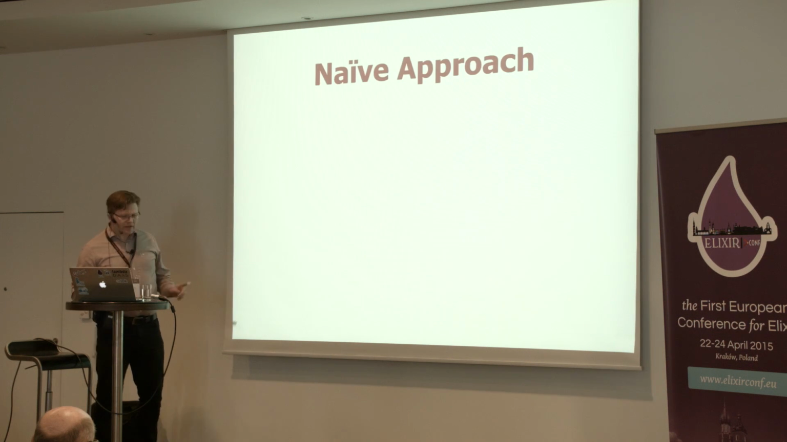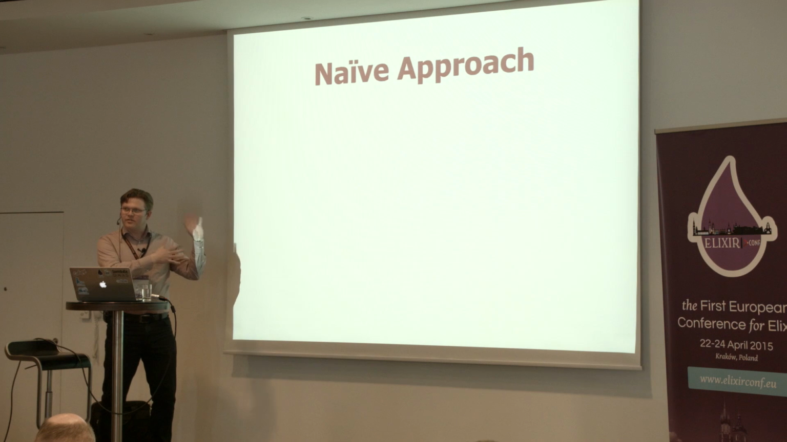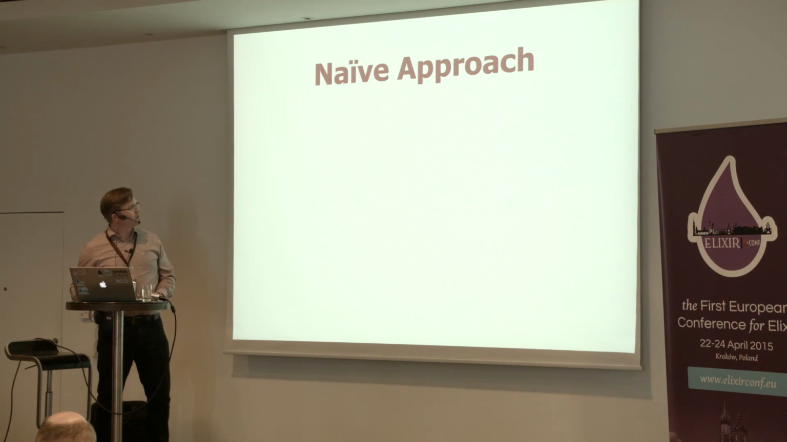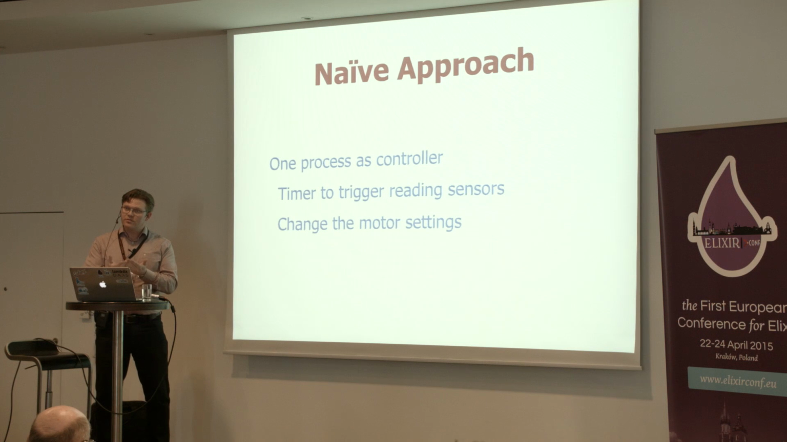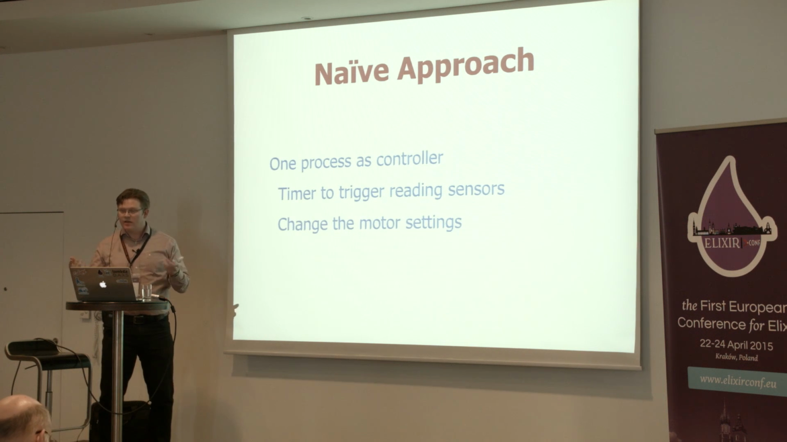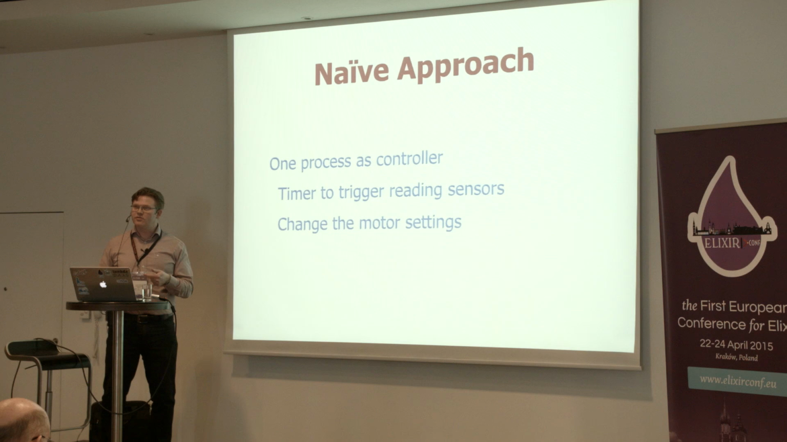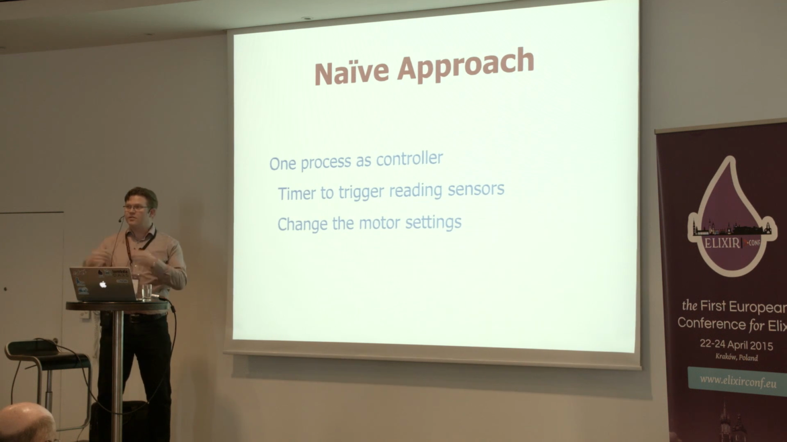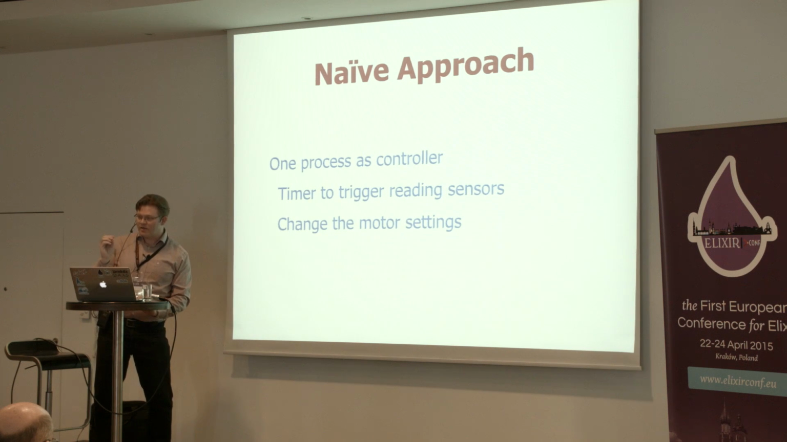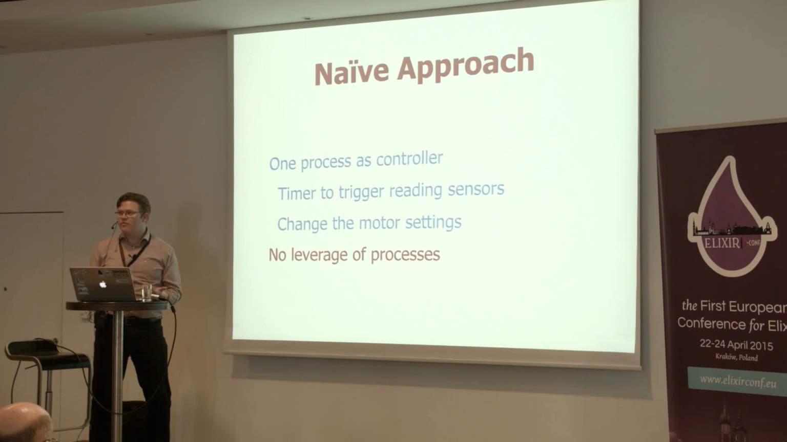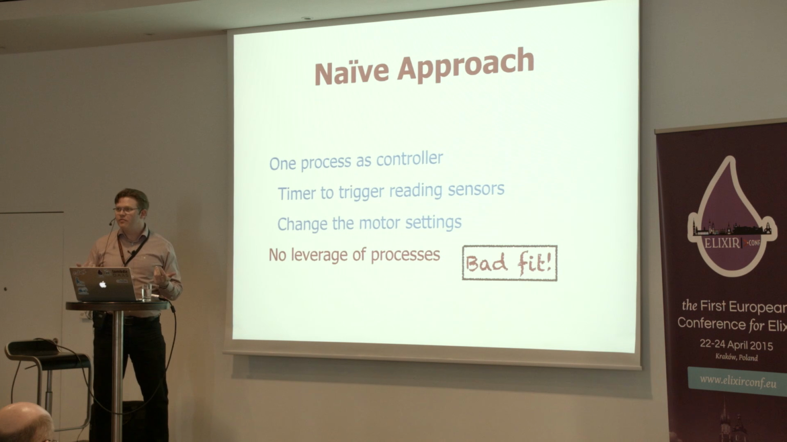So the naive approach to these things. Now we have a thing here, it's actually running Elixir. The naive approach would be, you have one process that's a controller, that does everything. It has a timer that ticks and tells it every time it needs to read the sensors, and then it changes the motor settings by using the library we have there. That's, however, the naive approach, because there's no leverage of processes. You should be using processes, because if you're not using processes, you're having a bad fit. You might as well code this in Python.